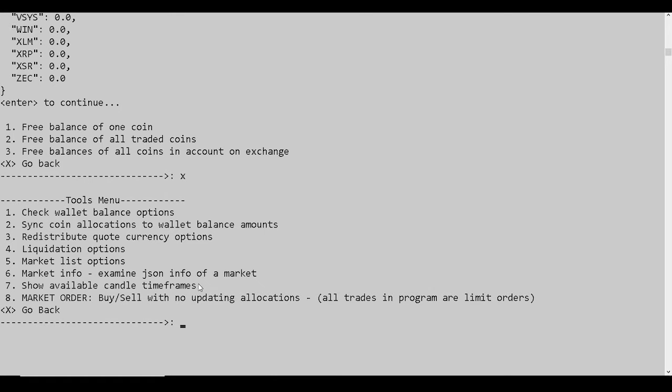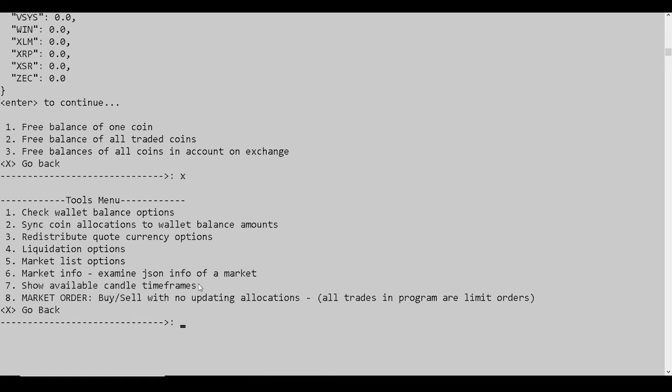Next, tool option number 2 is to sync the coin allocations to the wallet balance amounts. So whatever is actually in your wallet, you can add more, and maybe you just want to synchronize the allocations in the files, the JSON file, with the balances on the exchange. That's just a fast way to do it.